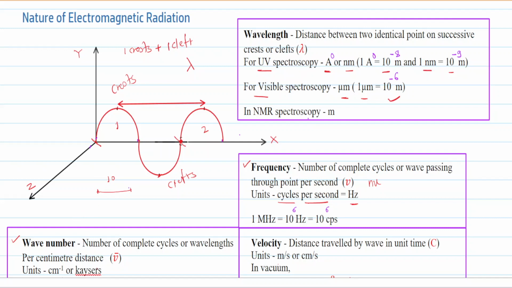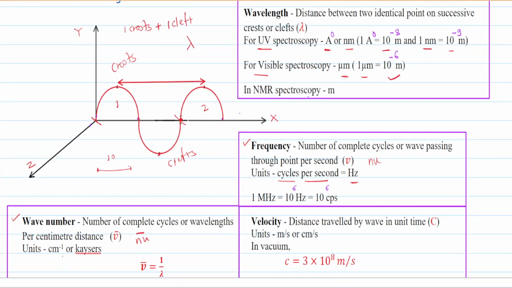So in 1 centimeter, if the wave has 10 cycles, then the wave number of that wave is 10. The unit for wave number is centimeter inverse, which is called a Kaiser, and it is denoted by the symbol nu bar. Wave number is equal to 1 divided by lambda.